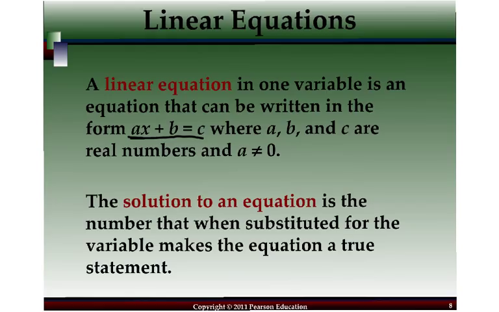The solution to an equation is the number that, when substituted for the variable, makes the equation a true statement. So after we are asked to solve, meaning we find what x is equal to, what we should end up with is an x value that we can plug back in and end up with a true statement, and you'll see that in our examples here in just a bit.